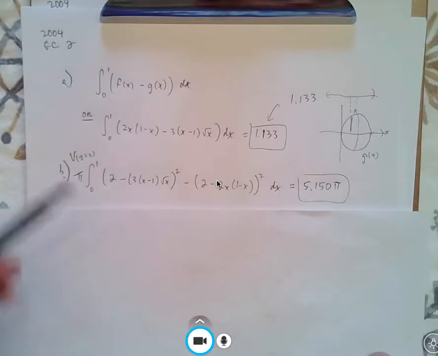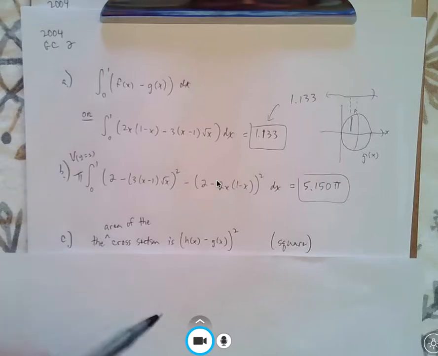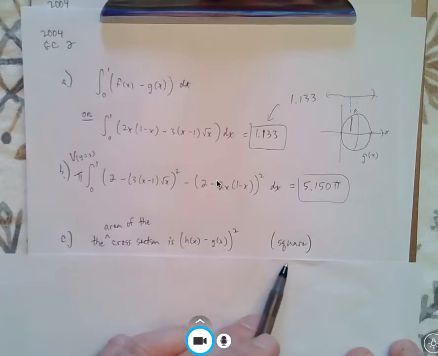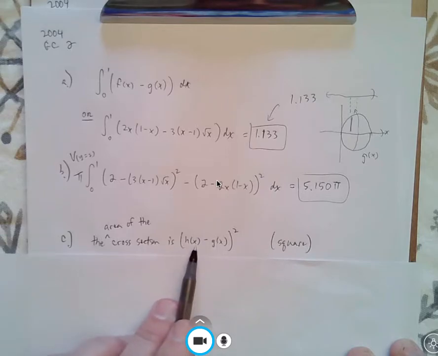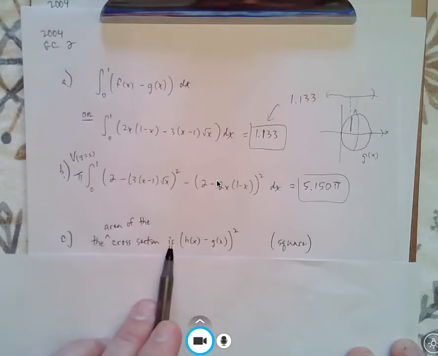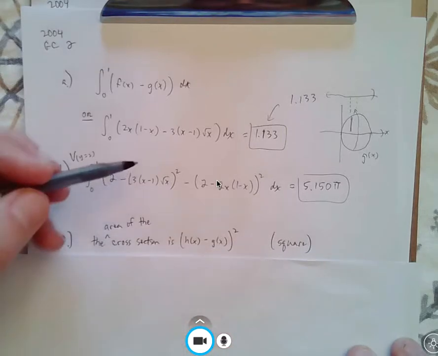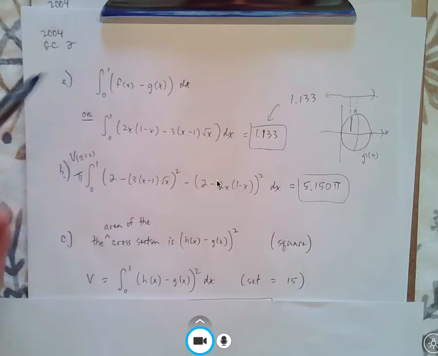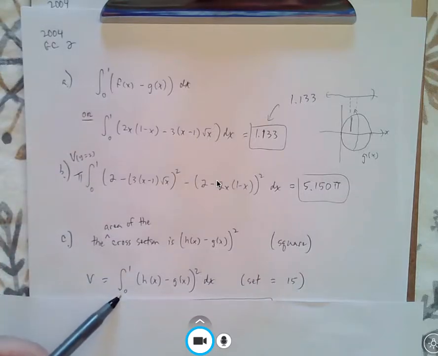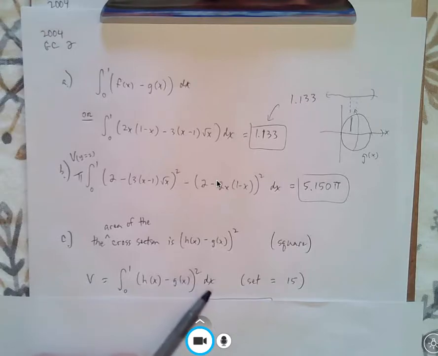Letter C is a little tricky. The cross-section that's perpendicular to the x-axis is a square. The h of x is given in the problem. Again, refer to the question. So the area of the cross-section is h of x minus g of x squared. That's because it's a square. Remember, no pi. So the volume is going to be equal to the integral from 0 to 1 of h of x minus g of x squared dx.